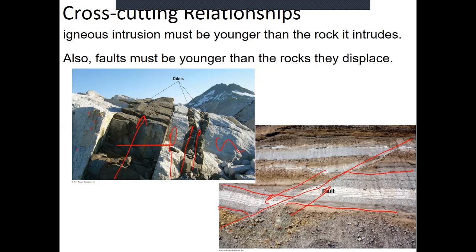That makes sense, because in order for a fault to exist, the rock had to exist first before it could be faulted. The fault has to be younger than the rock. And with igneous intrusions, if molten rock is going to intrude into a rock, the rock it's intruding into must have existed first in order for the molten rock to intrude into it.